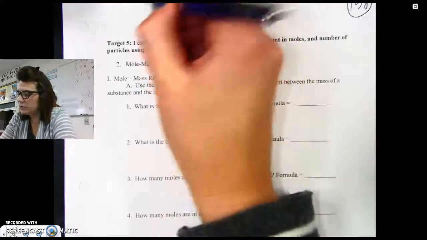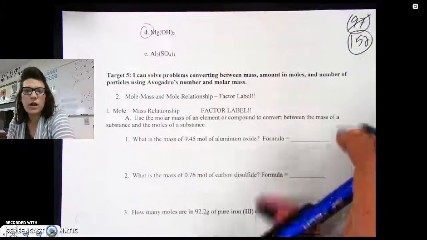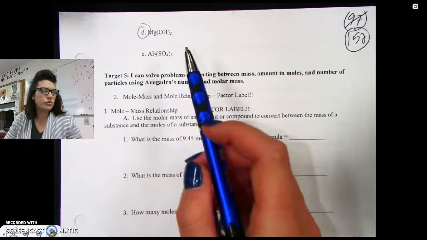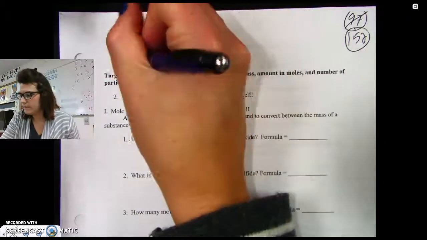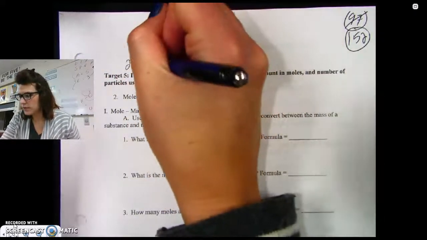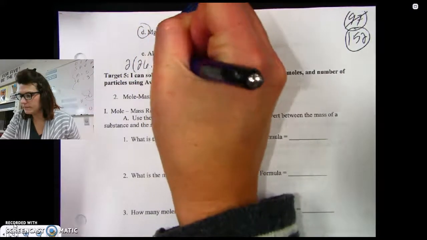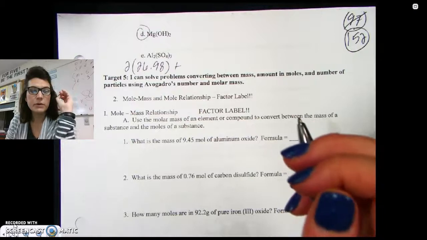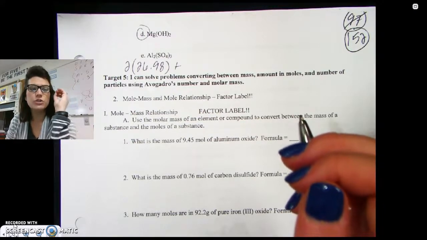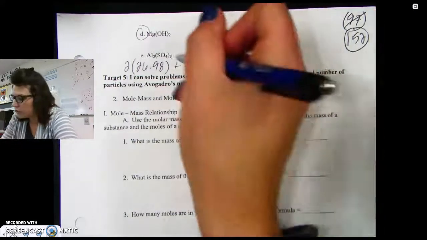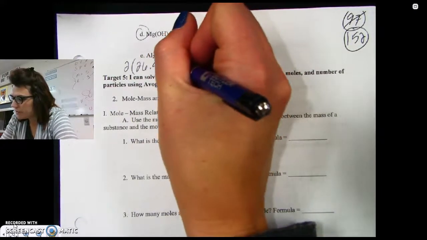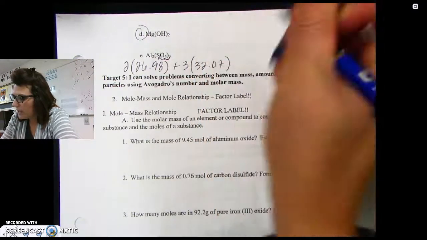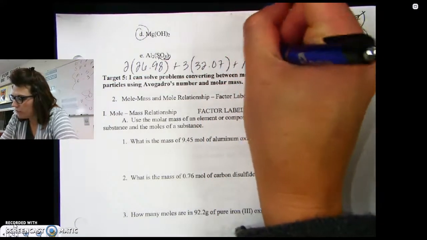So let's look at E. I want you to try D after I talk about E. Okay, so E, there's 2 aluminums, so I'm going to do 2 times 26.98 plus, okay, now this is just like in math class. When you have a number outside of the parentheses, you're going to distribute that number, okay? So 3 is going to go to sulfur and to oxygen. So this means that I have 3 sulfurs and I have 12 oxygens.